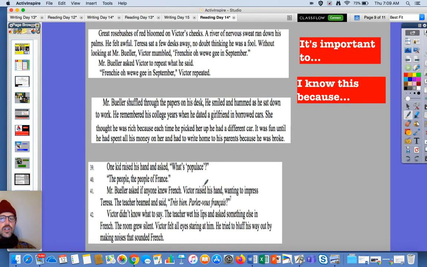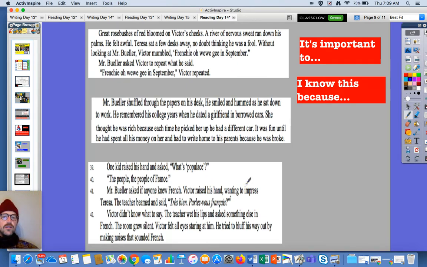where Mr. Bueller is talking to some other students. One kid raised his hand and asked, "What's populous?" "The people of France," Mr. Bueller said. "If anyone knew French?" Victor raised his hand, wanting to impress Teresa, and the teacher beamed and said, "Oh, très bien, parlez-vous français?" Victor didn't know what to say. The teacher wet his lips and asked him something else in French. The room grew silent. Victor felt all eyes staring at him. He tried to bluff his way out by making noises that sounded French.